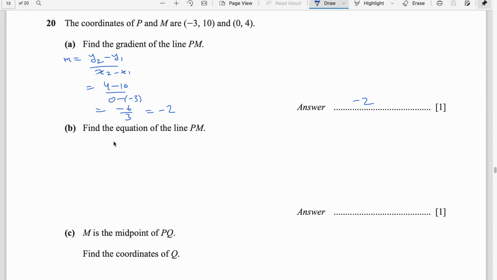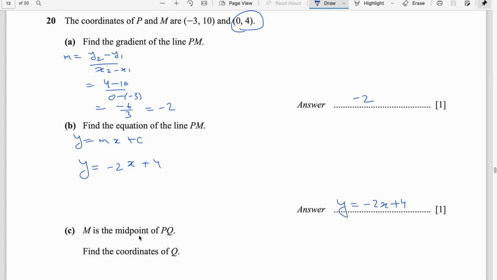Find the equation of line PM. y equals mx plus c. We already have the y-intercept: at x equals 0, y is 4. So we can just copy the values. And the equation is y equals minus 2x plus 4.